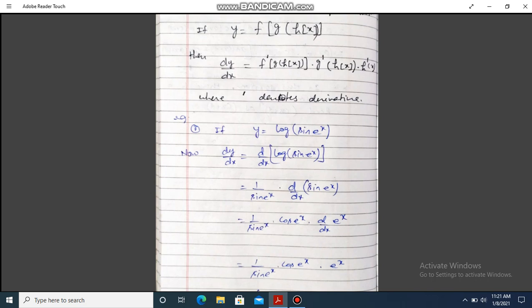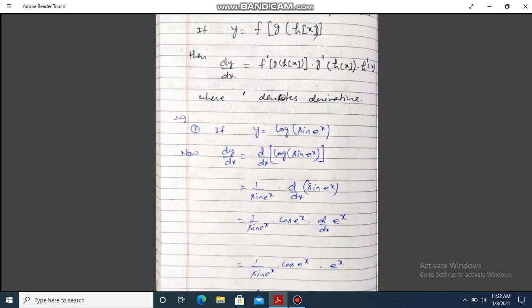To illustrate this, let us suppose y is equal to log of sine of e to the power x. Now we have three functions in this single question. One is log, then sine, then exponential. Exponential means e to the power x. Now if we are going to differentiate y is equal to log sine e to the power x, then first you will differentiate the form of log, then you will differentiate the form of sine, and finally you will differentiate the form of e to the power x.